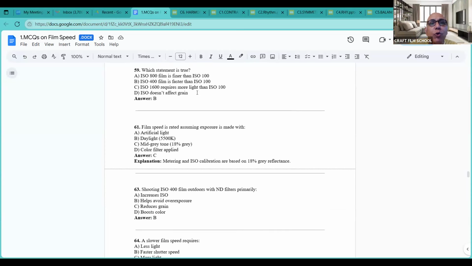Which statement is true? 800 film is finer than 100 ASA? No. 400 film is faster than 100? Yes. 1600 requires more light than ISO 400? No. That's why you use high speed when the light is not there. ISO does not affect grain, it does. So the correct answer is B.